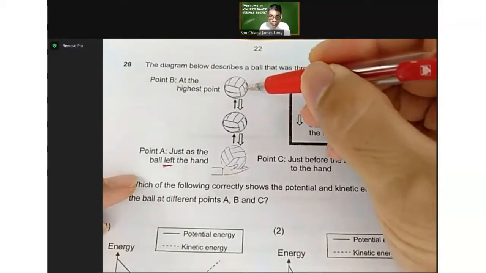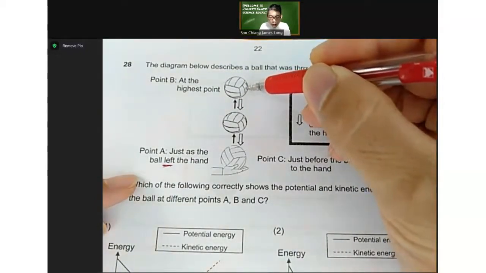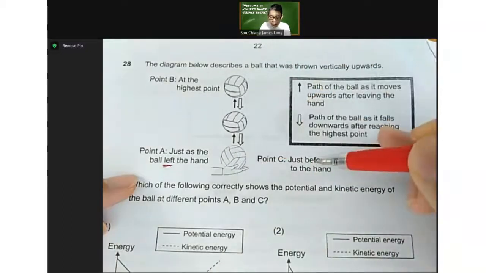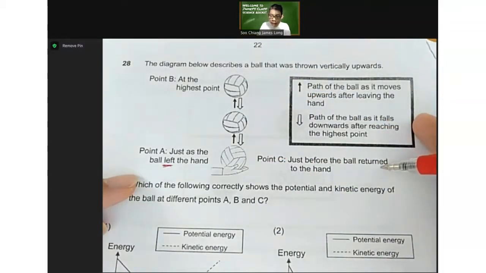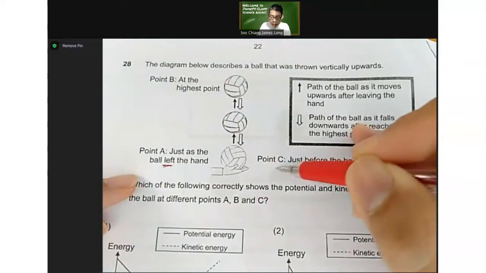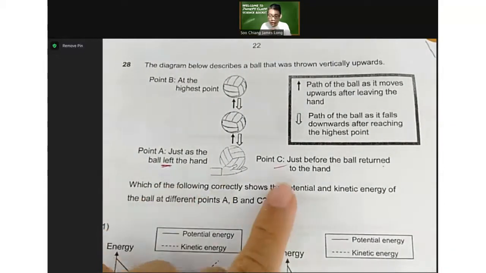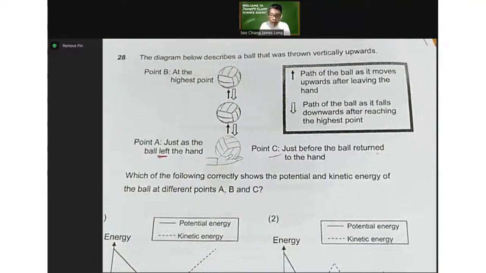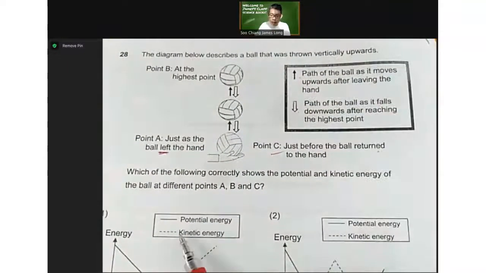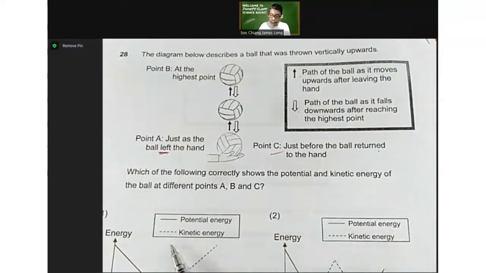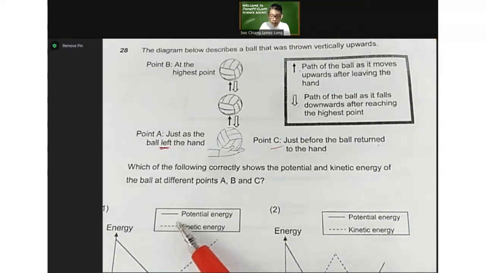This is where it stops for a while at the highest point before it starts to fall, and just before the ball returns to the hand. So the ball hasn't touched the hand. At points C and A, the ball and the hand are not touching each other. One just left, the other is just before it hits the hand. Now, other than arrows, there are also this solid line and dotted line to understand. The solid line represents the potential energy, and the dotted line represents kinetic energy.